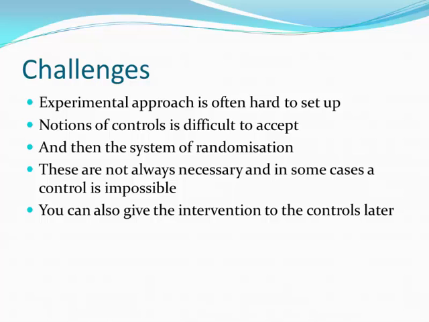And the systems of randomization are also difficult to accept. Why can't we just give it to those that most need it and have the controls be those that need it less? Now bear in mind that an experimental approach is not always required. It's required only in specific circumstances and can be a really hard sell in a community setting. So you need to be aware of when and how to advocate for it. It's not always appropriate. It's only really appropriate for interventions that can be delivered on an individual basis. And you can argue things like giving the intervention to controls at a later stage.